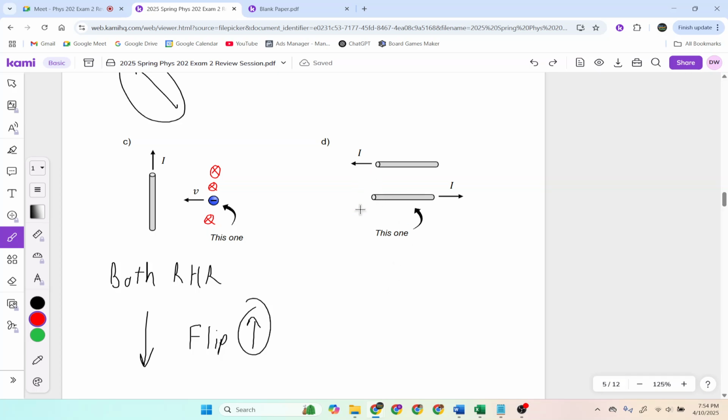Okay, so for this one, thumb pointing to the left for the top wire. We're finding the magnetic field first. Thumb to the left. The point I'm looking at is below me. The wire is below me. And then my palm is pointing out of the page. So out of the page, all over here.